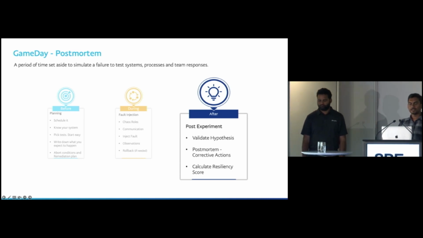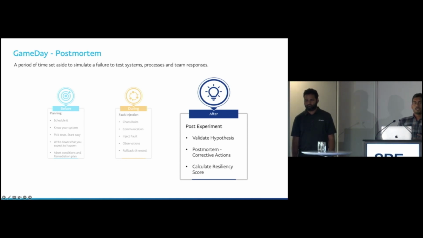Last but not least, calculate the resiliency score. We are doing these experiments, getting observations, and trying to understand corrective actions. But how do we quantify this? How do we know if our system is improving over a period of time? That's where the resiliency score comes in. This is an industry metric that has been recently popularized, and many of the chaos platforms are introducing it.